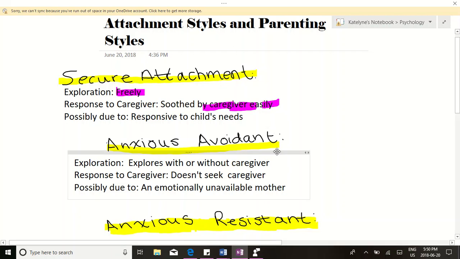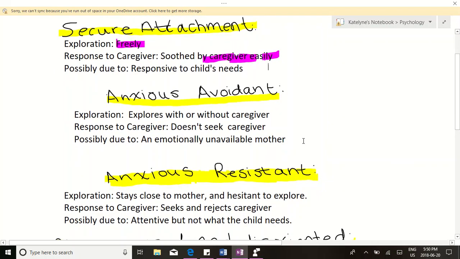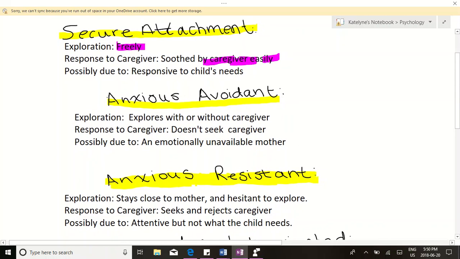The second type of attachment style, anxious avoidant: a child, when placed with a caregiver, explores with or without the caregiver in a specific environment. However, when the caregiver leaves, the child does not seek the caregiver when they are reunited. A cause of this type of attachment is possibly due to an emotionally unavailable mother or any type of caregiver.